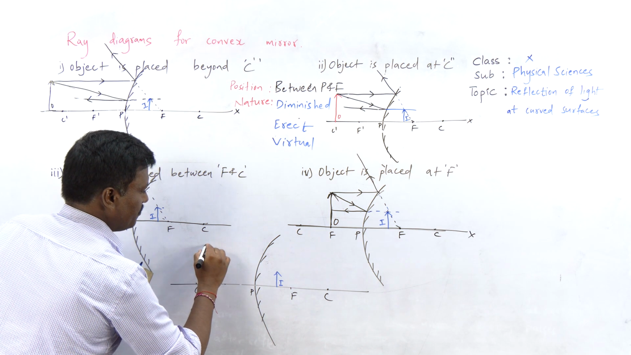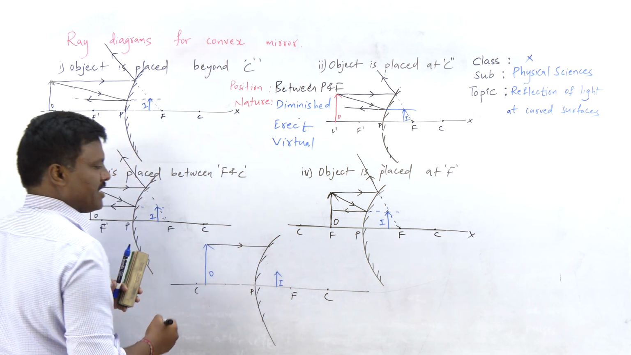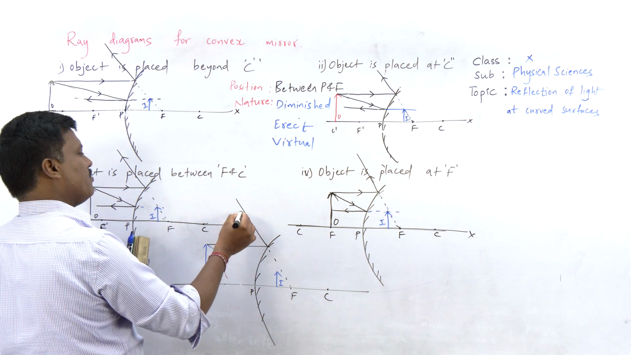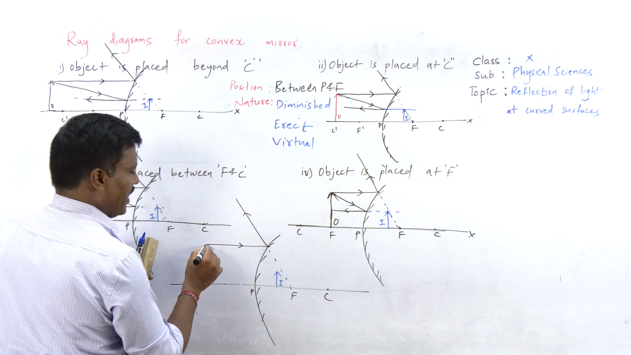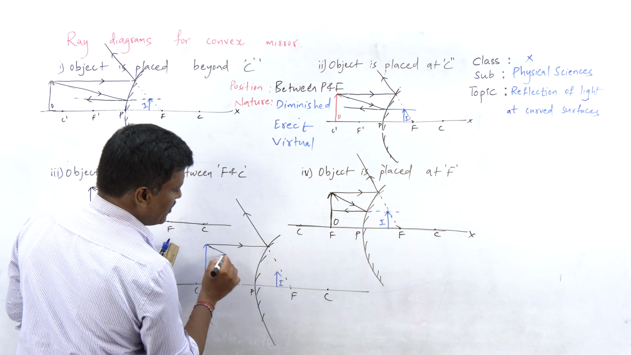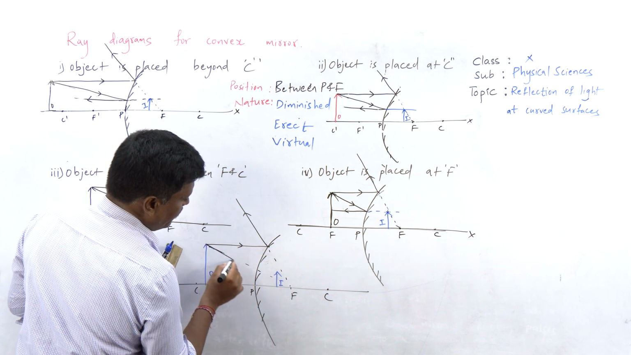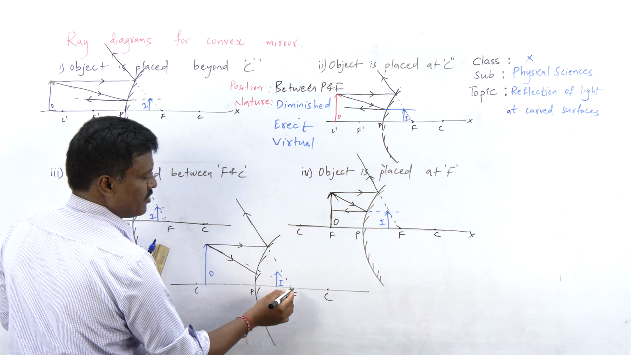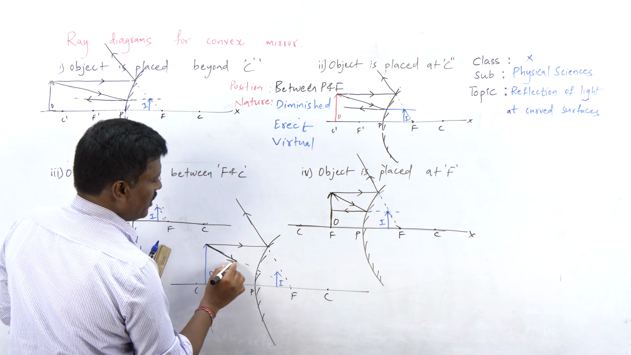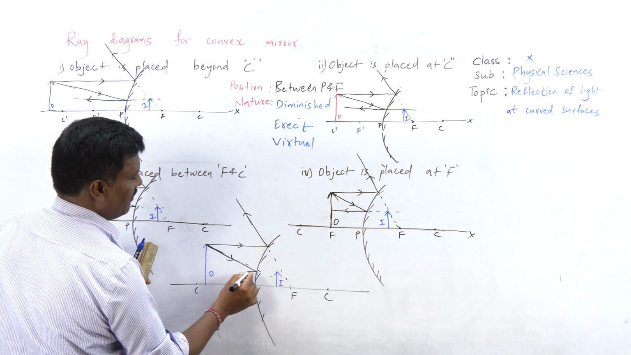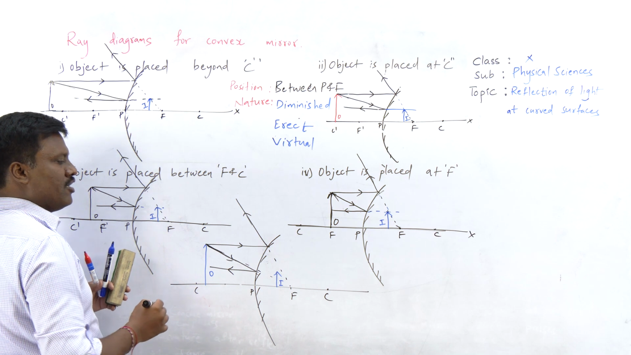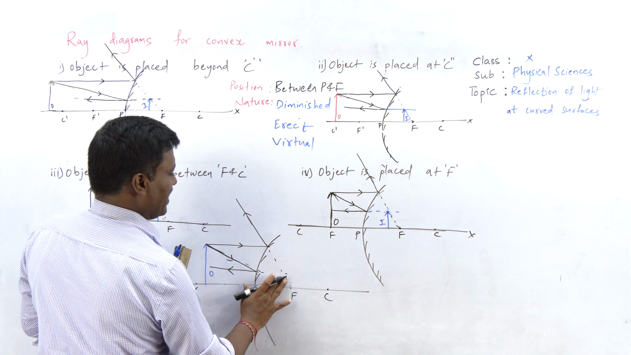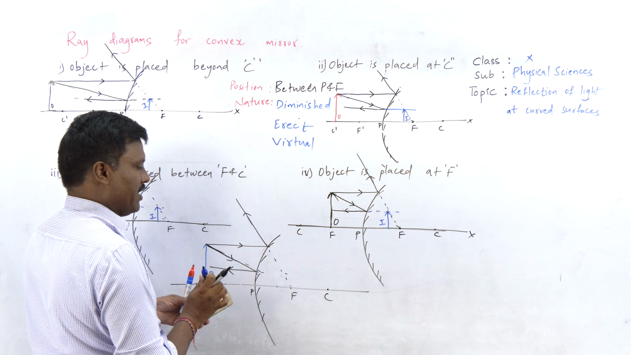Okay, common diagram. A ray passes parallel to the principal axis. After reflection it seems to diverge from the focus. This is seems to be diverged from the focus. Another ray seems to pass through the focus. After reflection, it passes parallel to the principal axis. When you extend them, both of them are meeting here. So the image is formed here.